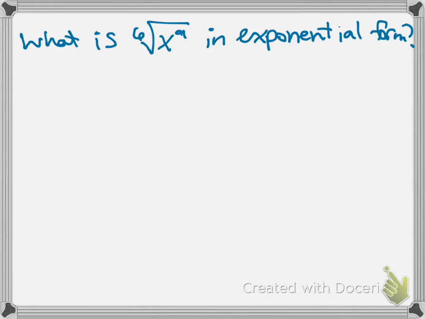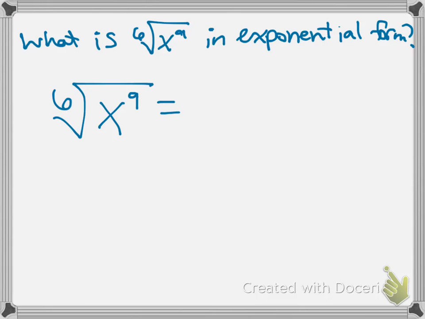All right, let's say in this case we want to convert the 6th root of x to the 9th into exponential form. So on the last slide we went from exponential form to radical form. Here we are going from radical form to exponential form. So we're just going in the opposite direction.